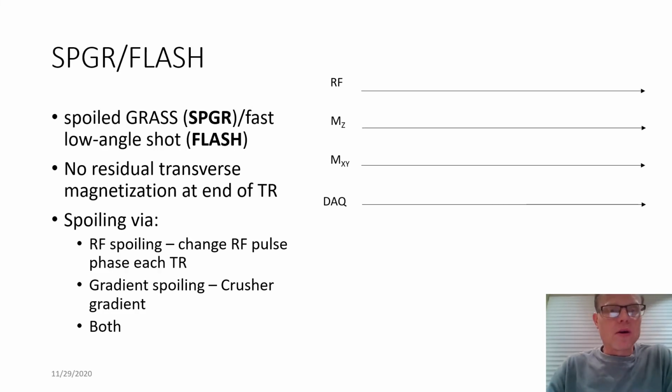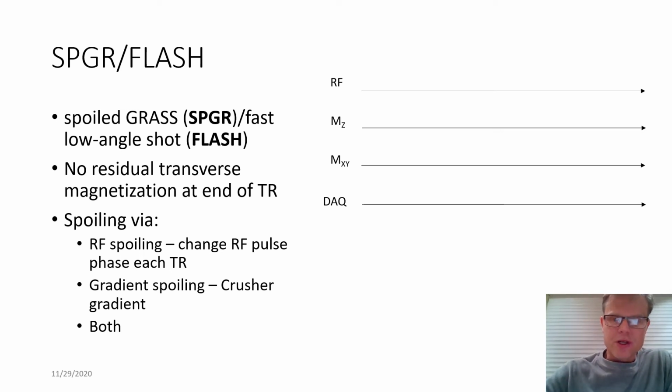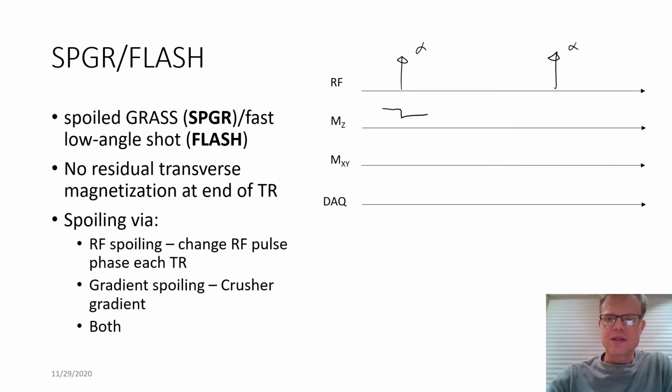So the SPGR or FLASH, and these are their trade names, make this assumption where, say, we have some flip angle like we've been illustrating, say, for the partial flip. So we're going to repeat that flip angle. It has some Z magnetization. It's going to tip the Z, and we're going to get some transverse magnetization, and we're going to acquire data from this.